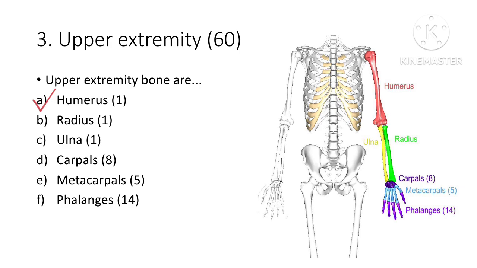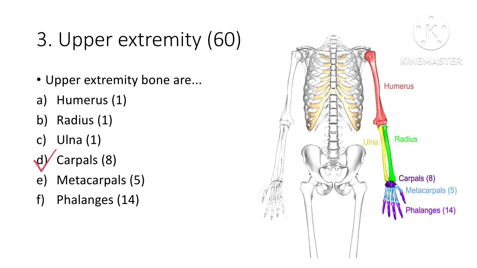The humerus is the long bone in the upper arm, connecting the shoulder to the elbow. Next is the radius and ulna. They are the two bones of the forearm, located between the elbow and the wrist. The radius is on the thumb side of the forearm and the ulna is on the pinky side.